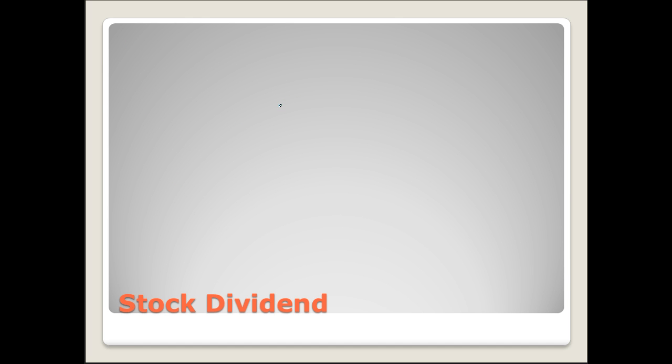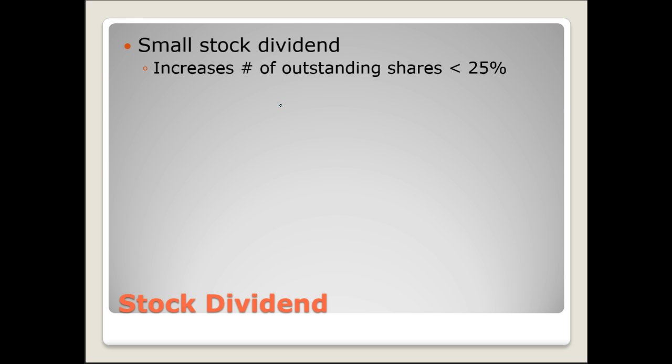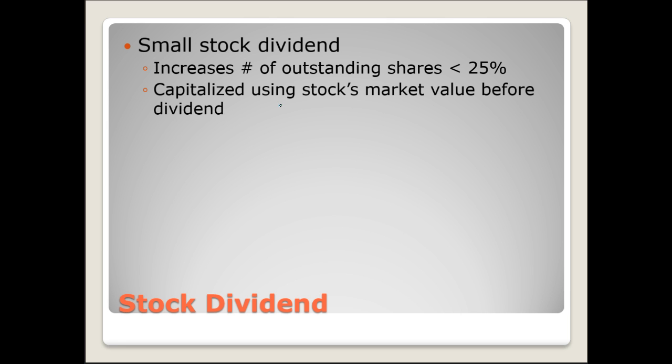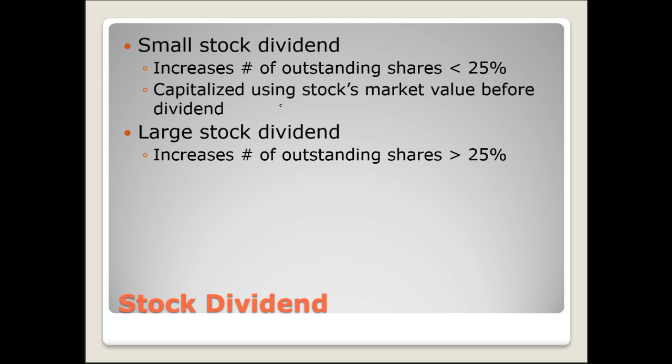Now, what happens in a stock dividend? Well, we have two kinds, small ones and big ones. Small ones mean that the company is issuing less than 25% more shares. They will increase the number of outstanding shares by less than 25%. In this case, the way they record this, or the way they capitalize it, is to use the stock's market value, its market price, as of just before the dividend. Now, there are large stock dividends, and that's when a company will increase the number of outstanding shares by more than 25%, in which case it records the value of those additional shares at par value.